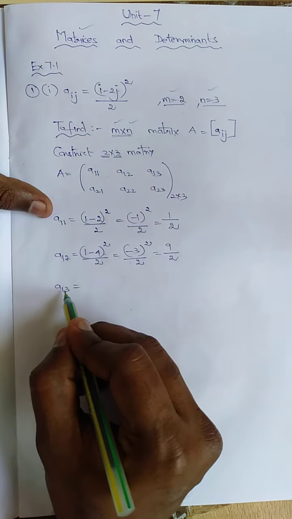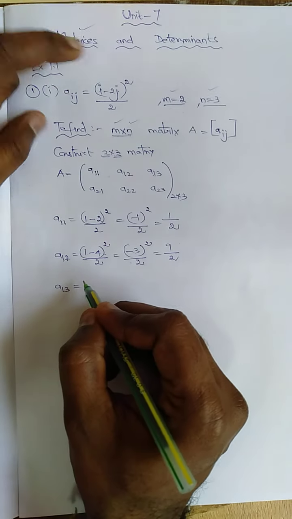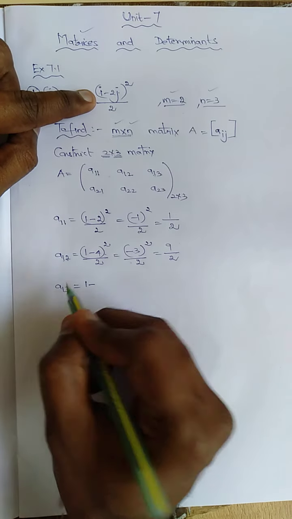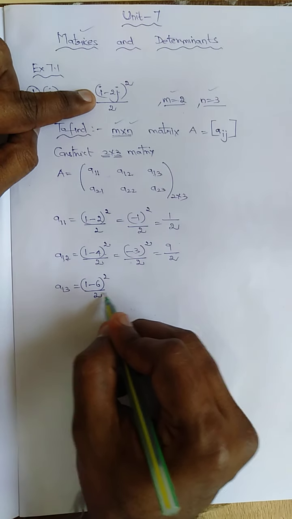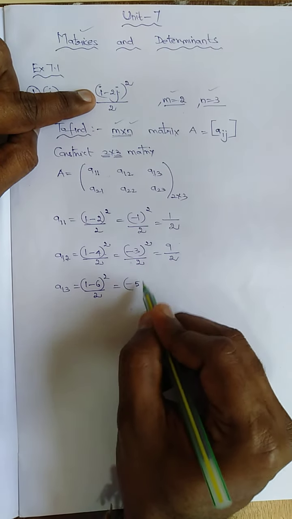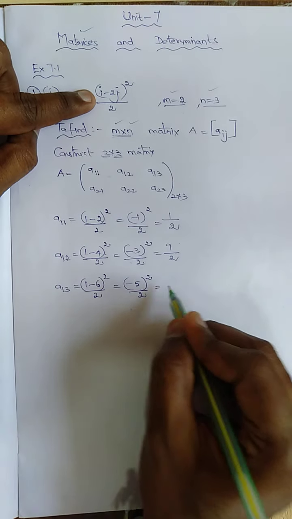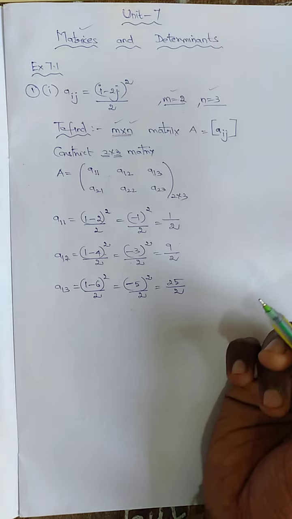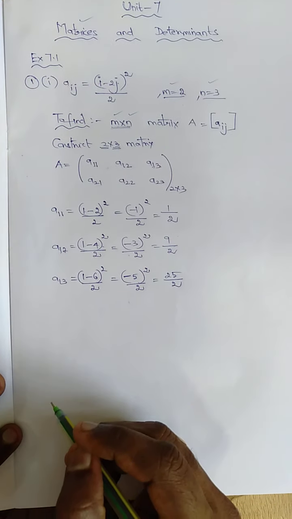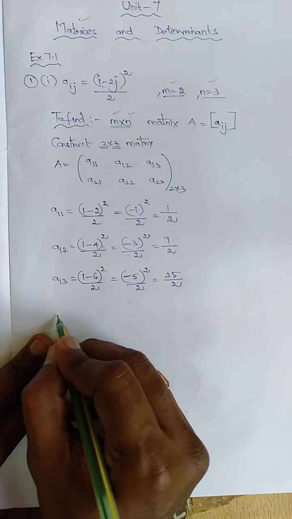A suffix 1 3. I is 1, j is 3. I is 1, apply minus, j is 3. 2 into 3 is 6, whole square divided by 2. 1 minus 6 is minus 5. Minus 5 the whole square by 2 is nothing but 25 by 2. This minus will become plus because of the whole square. 25 by 2.